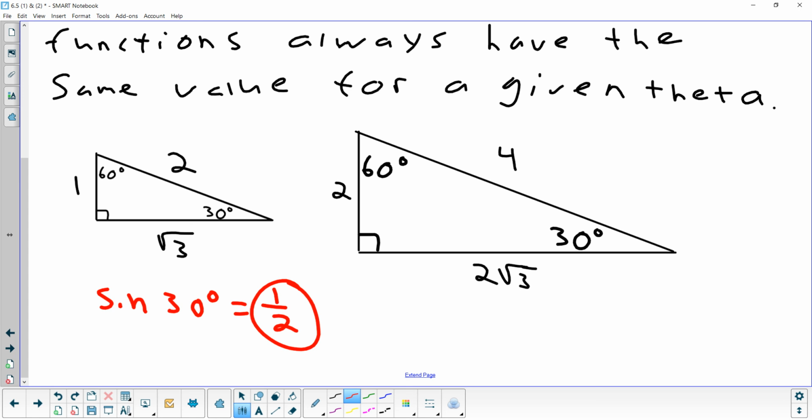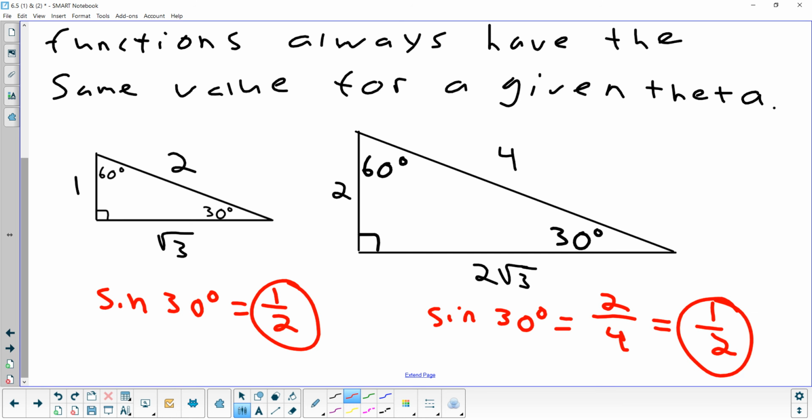Now, let's look at this triangle off to the right. What did I do to this small triangle to get the bigger triangle? Anybody see what the scale factor is? Yeah, 2. I scaled everything up by a factor of 2. So I doubled every side, and that's how I got this one. Well, let's find the sine of 30 in this one and see what happens. Again, opposite over hypotenuse. Chris, what's the side opposite the 30 degree angle in this problem? 2. And what's the hypotenuse? 4. And what does that reduce to? 1/2.